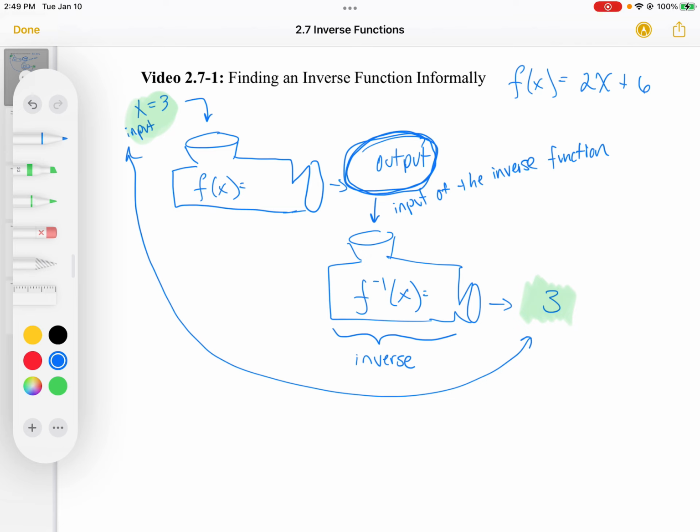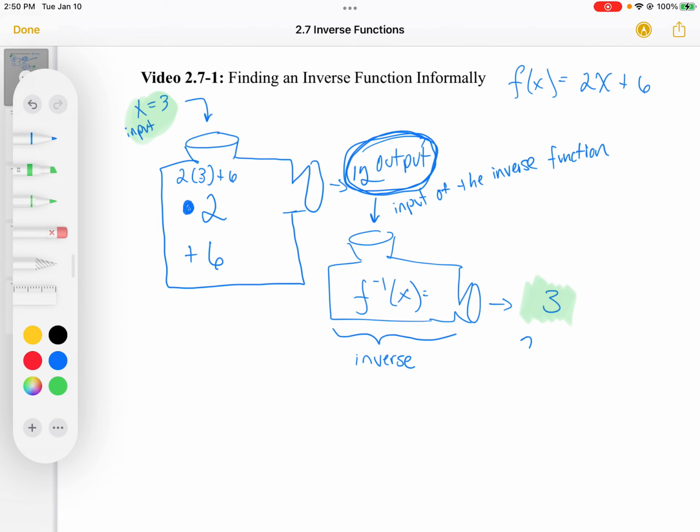So we take our 3, we plug it into this function. Remember, this is 2x plus 6. So if we're going to substitute 3 into 2x plus 6, let's follow the order of operations and see what happens to that 3. The first thing that happens to that input is it gets multiplied by 2 and becomes a 6. Then, following the order of operations, we add 6 to it. So 3 times 2 is 6, plus 6 is 12. So we get an output of 12.